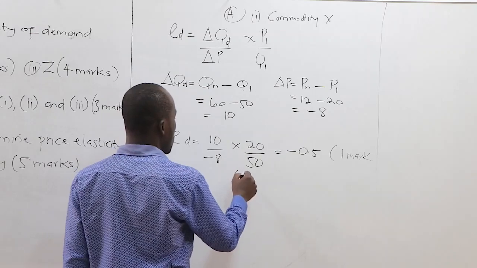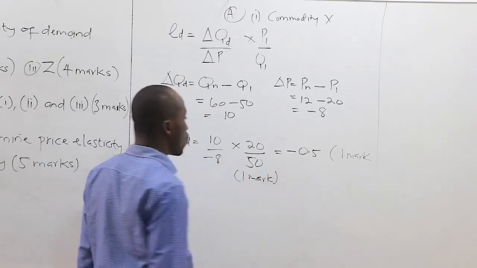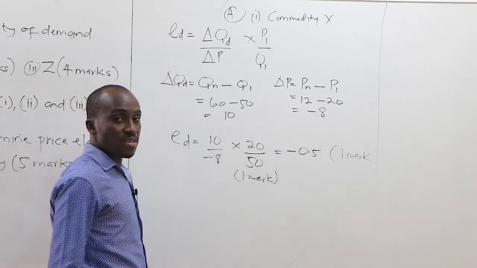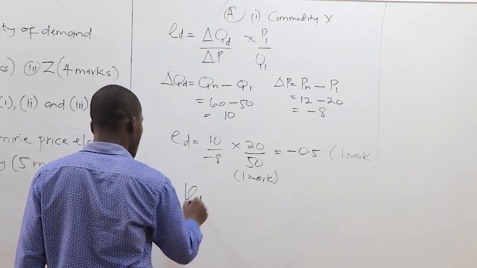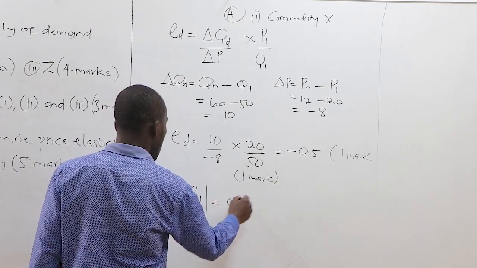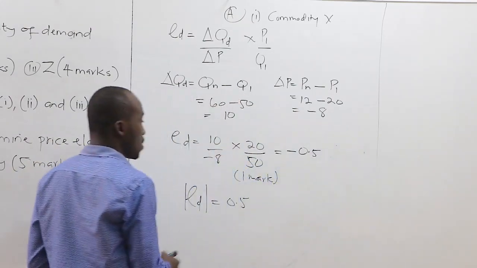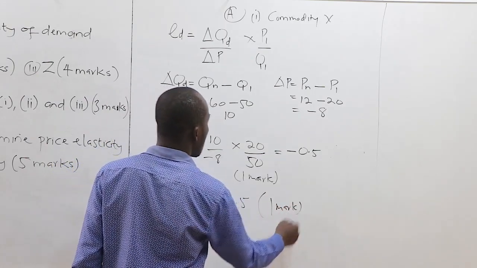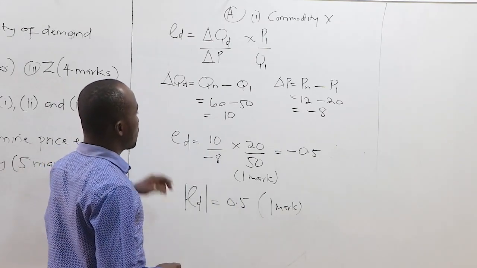1 mark for here, right? And I told you that with price elasticity of demand, always you get negative. So you have to take the absolute. If you take the absolute, it's going to be 0.5. We are doing that so that we use that to interpret, right? We will interpret in B, so this will give you 1 mark. Right? We have 1 mark for here, 1 mark for here.